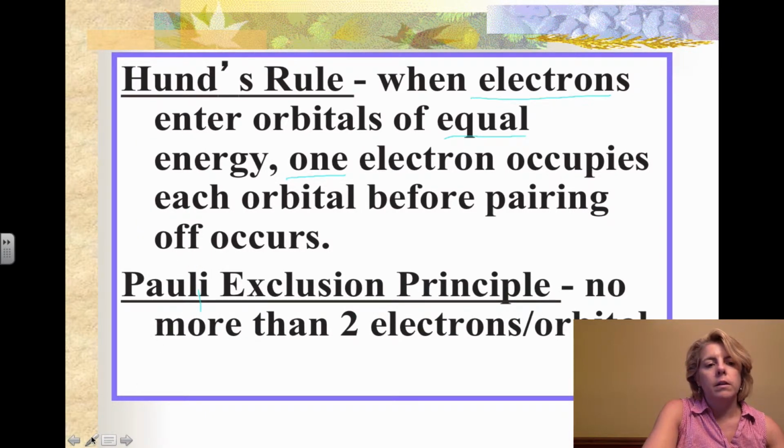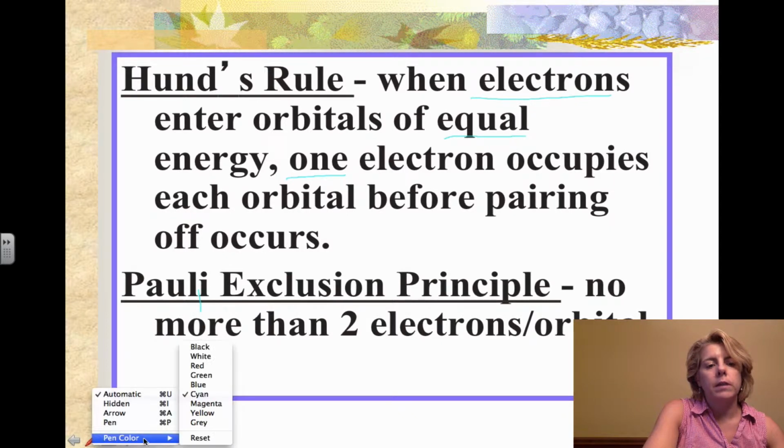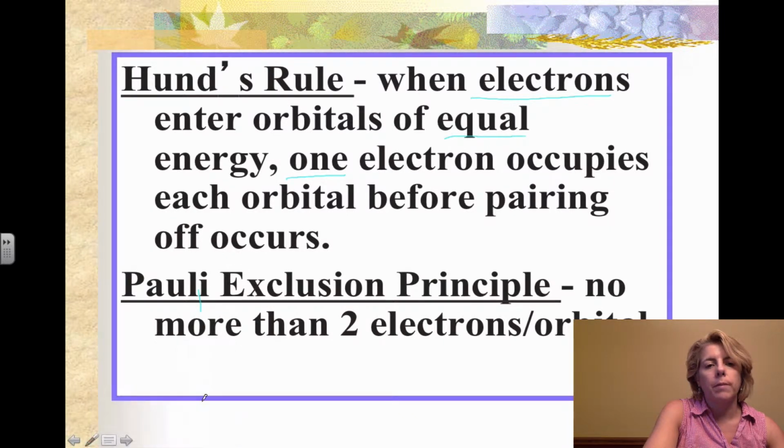This is the last piece that's really important with electron configuration. You can have no more than 2 electrons per orbital. So you can't put 3 or 4 within that one set of suborbitals.